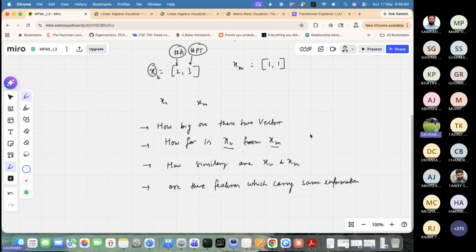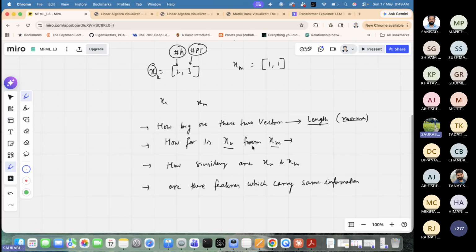Okay. Now, the very first question that you see here, how big are these two vectors? This can be answered using something that we are going to learn using lengths. So I will understand the concepts of lengths today, and that's why we'll learn about norms. All of these norms, like Manhattan norm or Euclidean norm, you will understand them today.